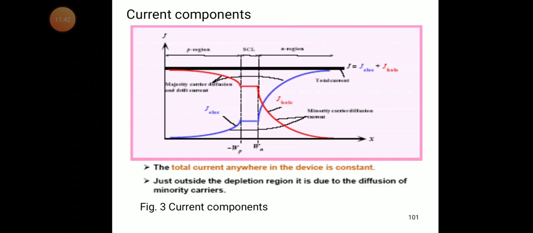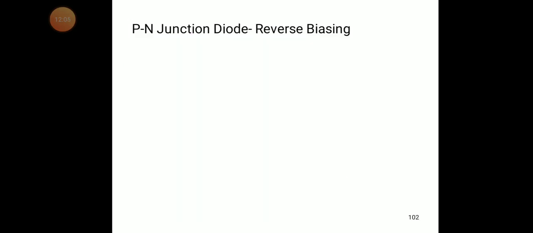So now you can see the current components in the P section and N region. The total current anywhere in the device is constant. Just outside the depletion region, it is due to the diffusion of minority carriers. So you can see the current components.